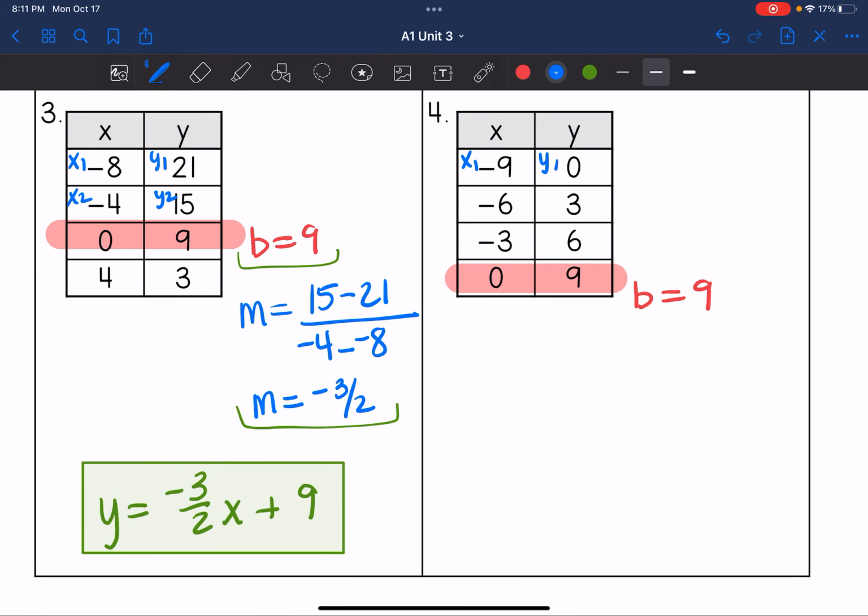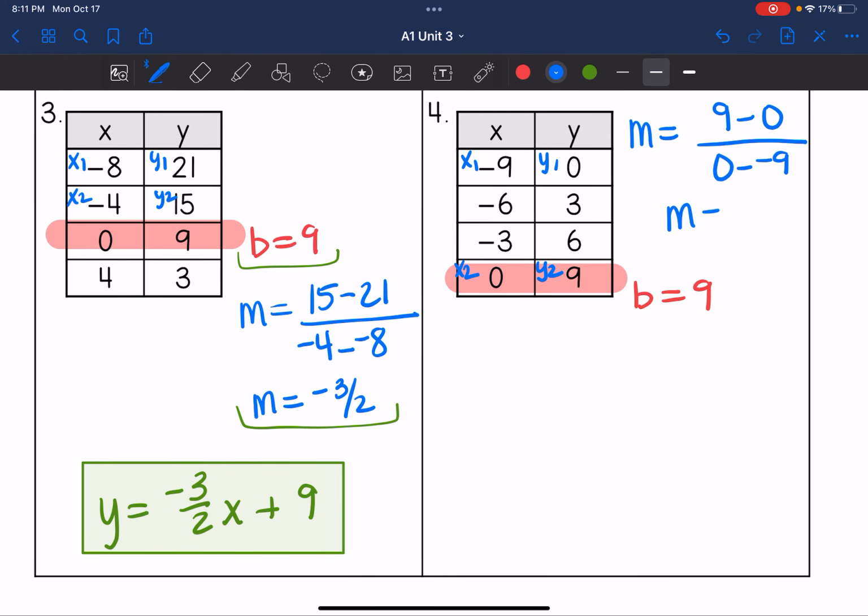You know what? I changed my mind. I want to use this y-intercept. So let's do x2, y2 for this point, just because the zeros will hopefully make it a lot easier for us. So I'm going to work it out up here. Let's do the difference of those y values. So 9 minus 0, over the difference of the x values. So 0 minus -9.